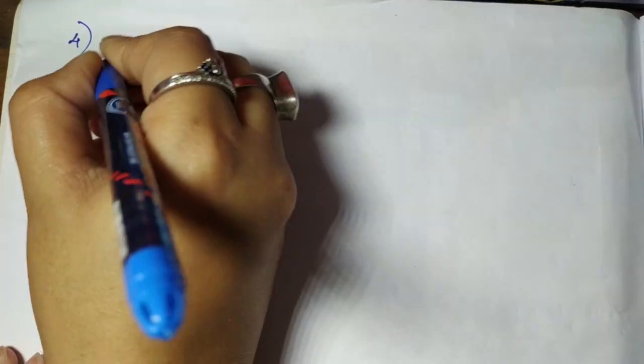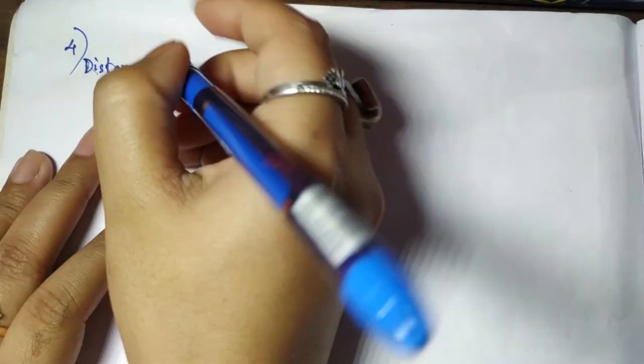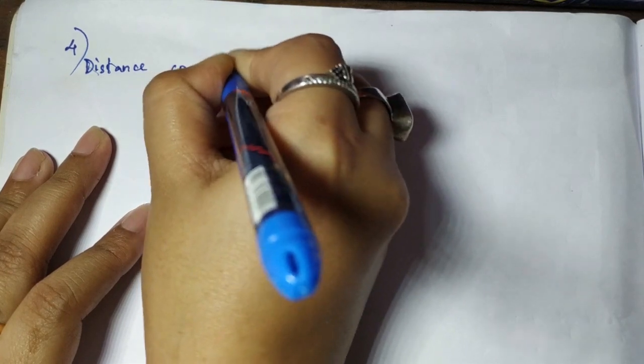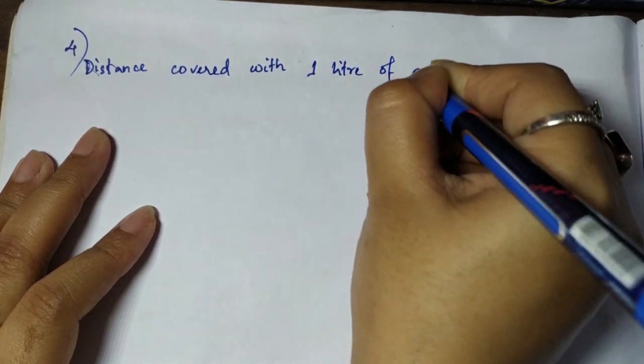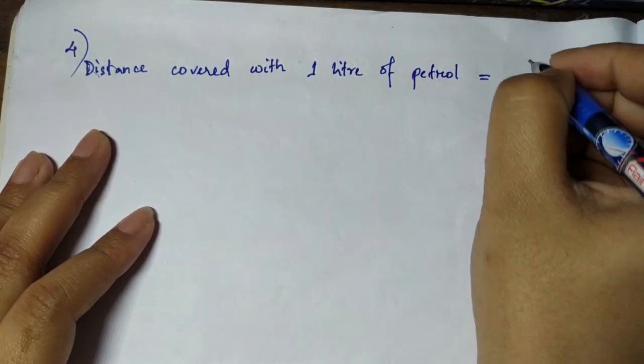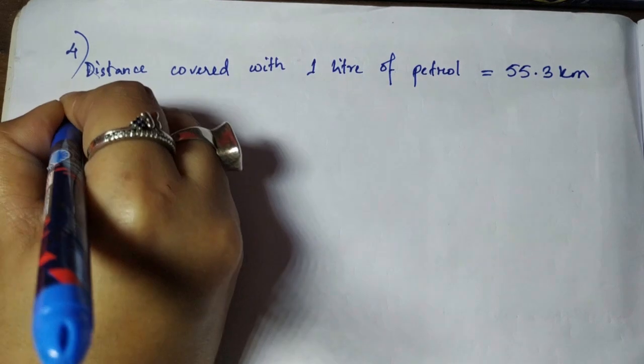Let's see that. Okay, a two-wheeler covers a distance of 55.3 km in 1 liter of petrol. How much distance will it cover in 10 liters of petrol? So in 1 liter it covers 55.3. So in 10 liters how much? Just multiplication, but we have to write a statement. Okay, so let us write: distance covered with 1 liter of petrol is equal to 55.3 kilometer.